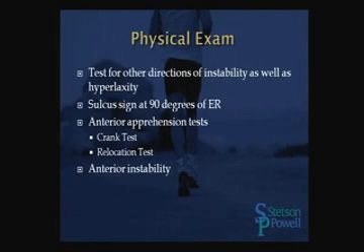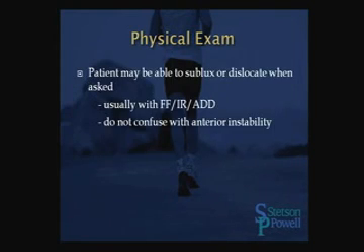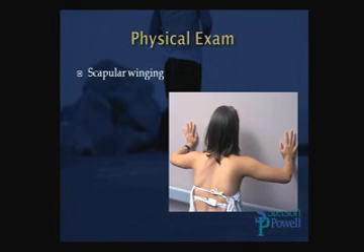picture. You have to test for other directions of instability as well as hyperlaxity. You have to check for the sulcus sign at 90 degrees of external rotation, and always do the anterior apprehension test because that could be a sign of anterior instability. The patient may be able to sublux or dislocate when asked. Don't confuse that with anterior instability. Another sign is subtle, but it's scapular winging. So in posterior instability, you can find a patient that does have scapular winging unrelated to long thoracic nerve palsy.